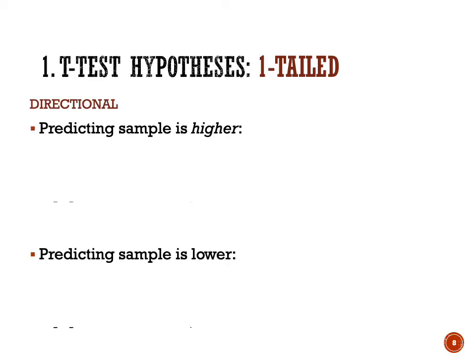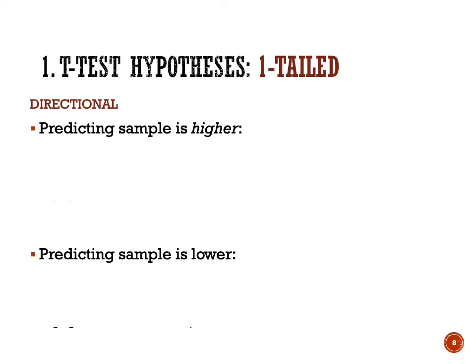A directional hypothesis means that the researcher is more specific about the difference that they expect. They hypothesize or predict that their sample mean from the data that they collect will either be higher or lower, depending on what they think, than the population mean. In either case, the null hypothesis is going to be the opposite of that.